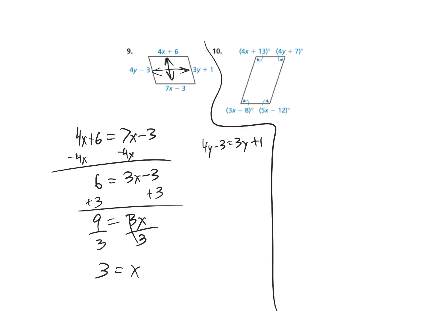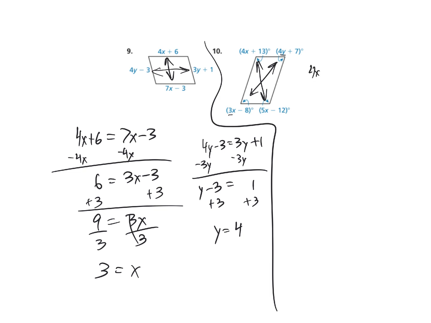Let's break this page apart here. All right, so let's subtract 3y. And y minus 3 equals 1. And so we add 3. y equals 4. And on number 10, we have angles. So these two are equal, but notice you have an x and a y. So we can't figure that out yet. What about the other ones? These are just x's here. So we're going to have to solve that one first.